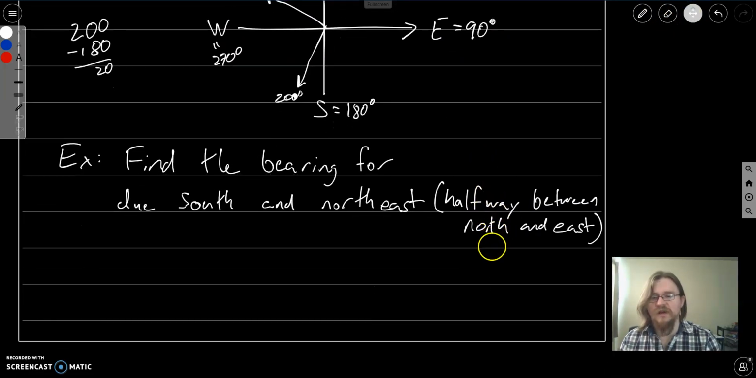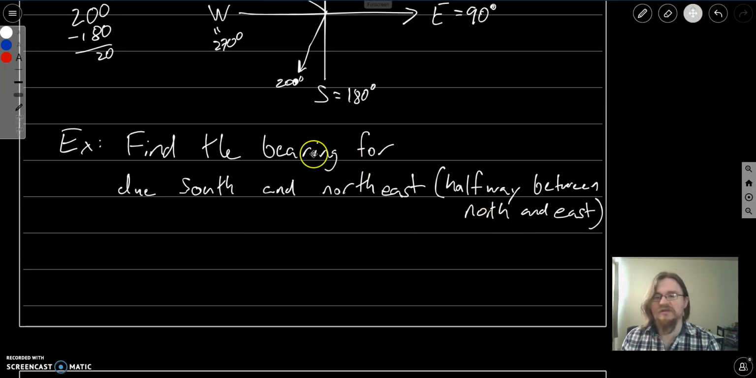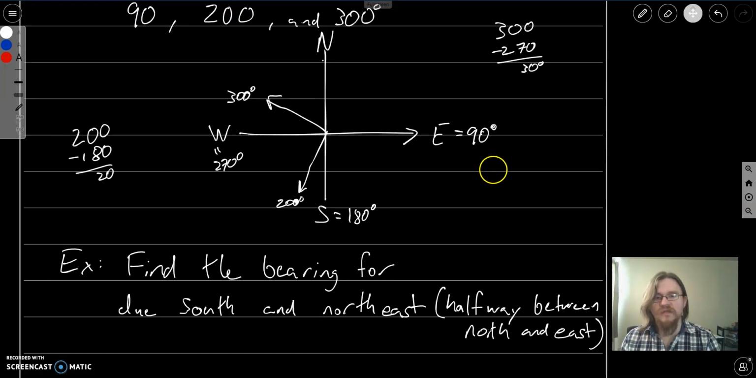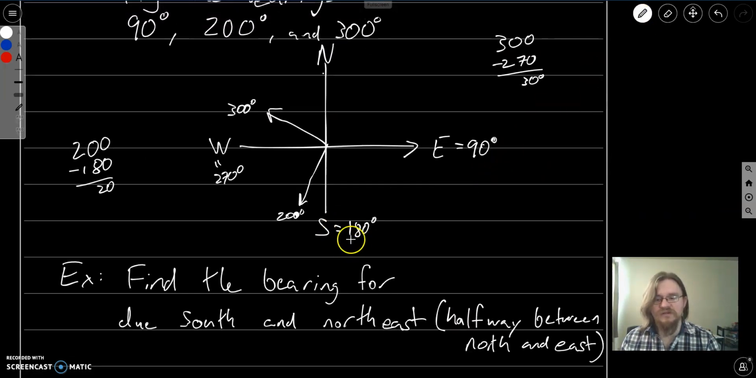So let's find some more bearings. Let's find the bearing for due south and northeast, halfway between north and east. Well, we've already said what the bearing for due south is. It's going to be 180, again, because we've gone halfway around the circle, halfway around our compass to get to south, and 1/2 of a rotation is going to be 180.